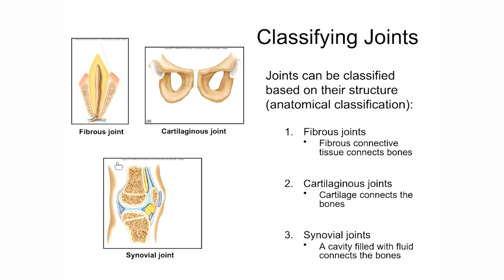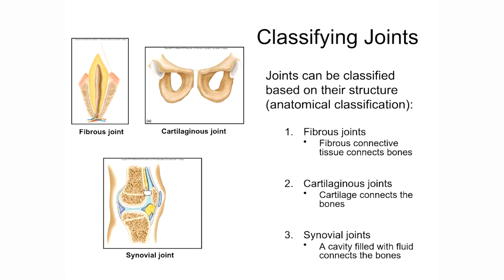If you look down here, we're seeing the knee in this particular case, and in the knee, we don't have fibers that are running between the bones and attaching them together, so you don't see any little white strands of fibers. We don't have a pad of fibrocartilage that's attaching these bones of the knee together. What we have instead in the knee, and in actually most of the joints of the body, is a synovial cavity. So a synovial cavity is a little cavity that's filled with kind of a thick, greasy fluid, which is known as synovial fluid.